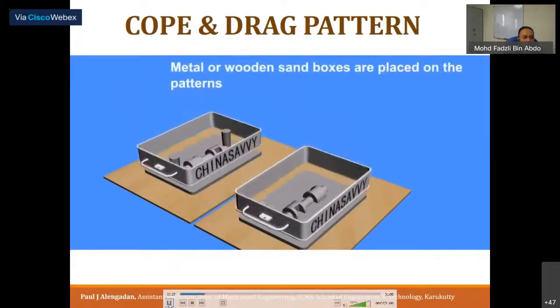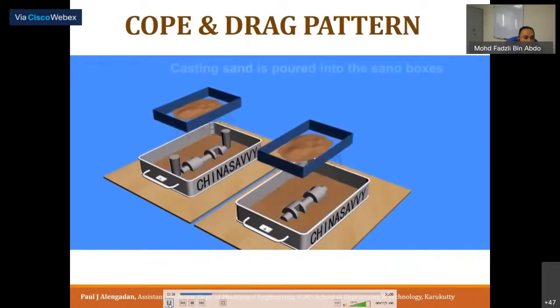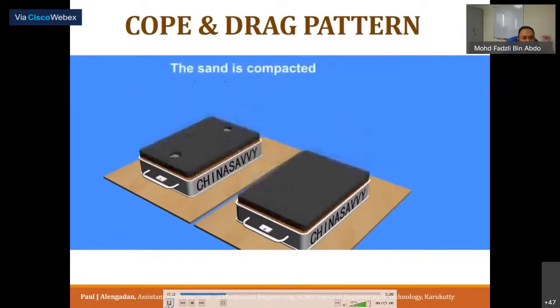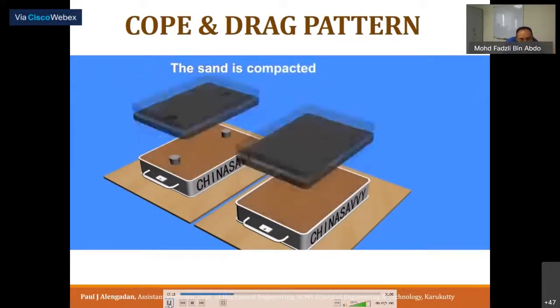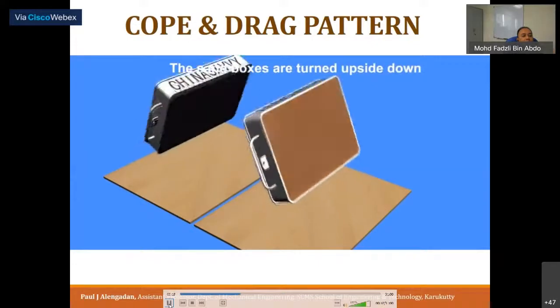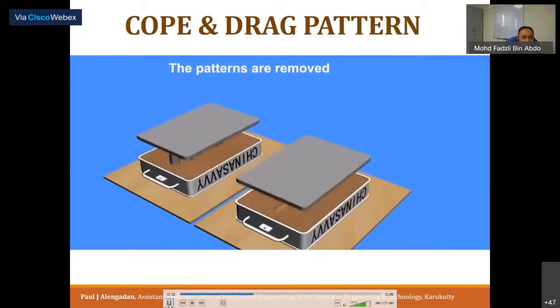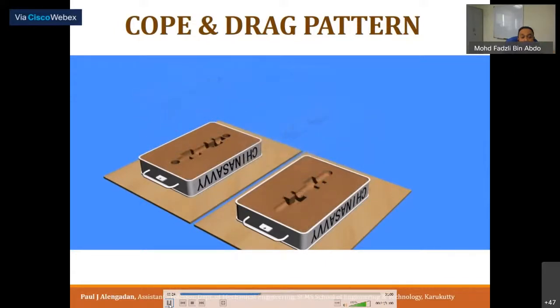And then this is the sandbox. Metal and wooden sandboxes are placed. And then kita letakkan sand lah. And then kita compact. And then kita matchkan dia dua. The sandboxes are turned upside down. And then kita matchkan. The patterns are removed so that dia ada cavities lah dekat situ.